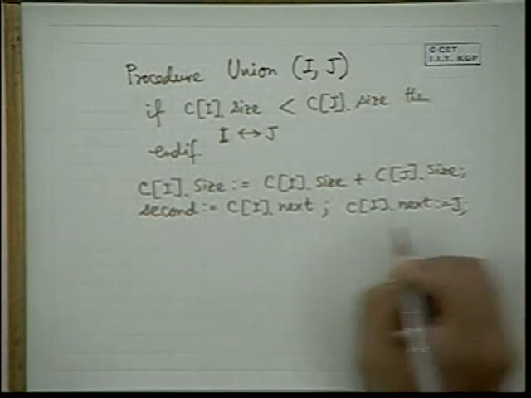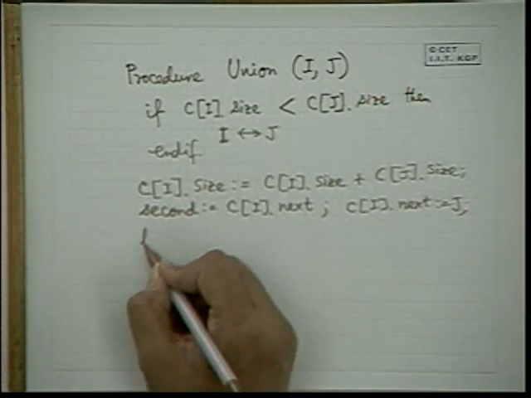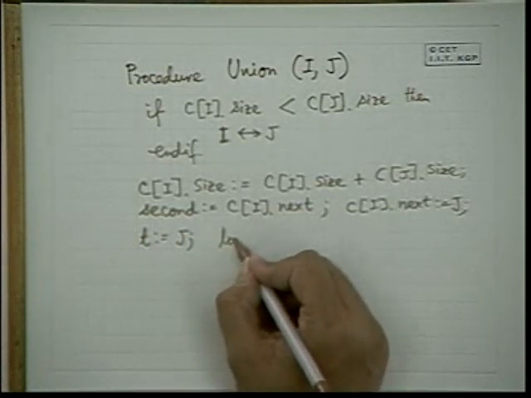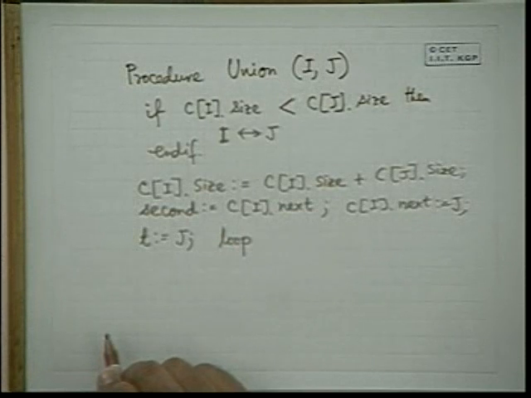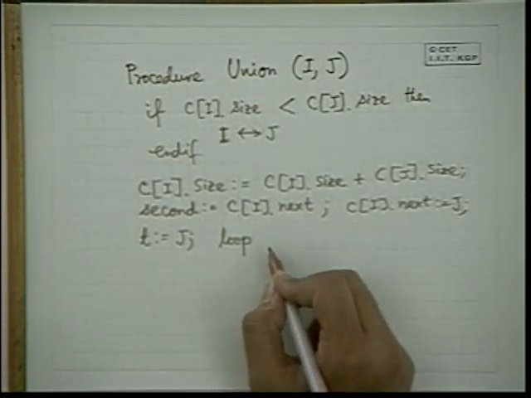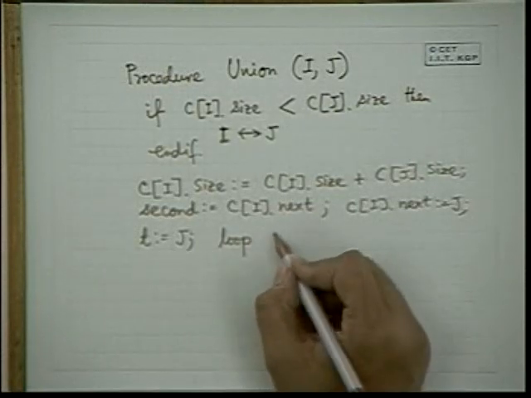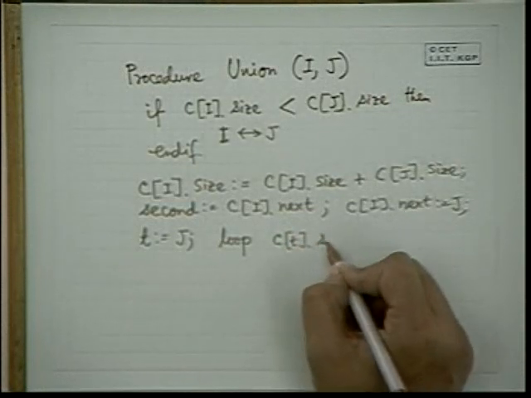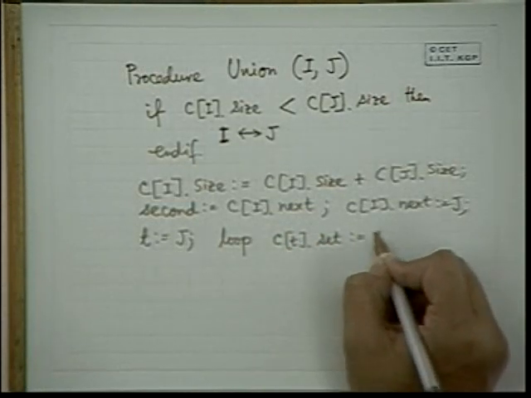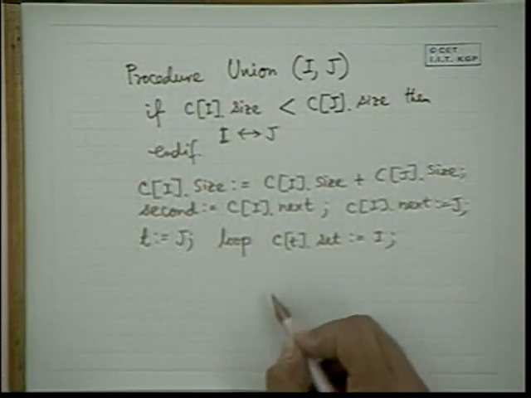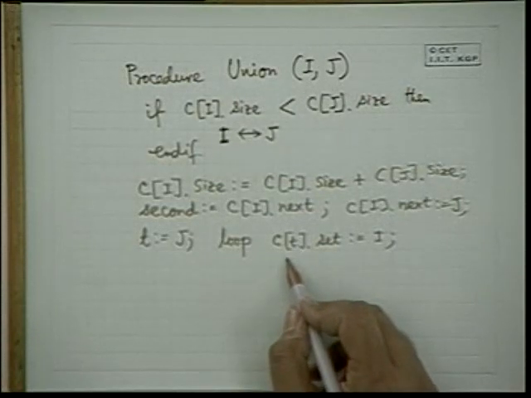So once you do that, then we go to a loop t is equal to j. We don't have to, that doesn't matter in the algorithm. Loop ct dot set equal to I. Okay, the next one what I am going to write, you will see that is nothing but changing the name of all the elements to I. That's what we are doing.